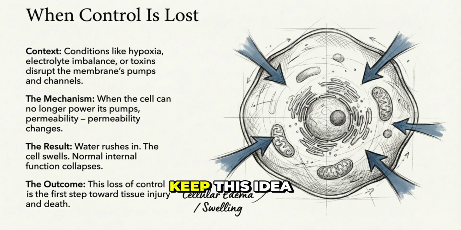As we continue, keep this idea in mind. Many EMS problems aren't about organs suddenly stopping. They're about cells slowly losing control over what comes in and what goes out. The membrane is where that loss of control begins.